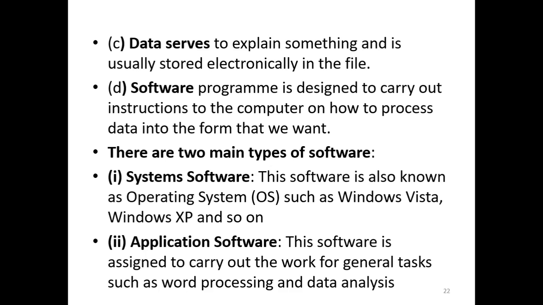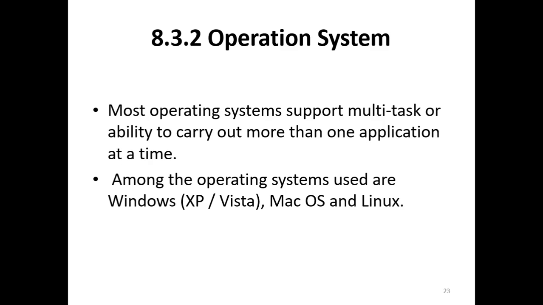The system software is also known as the operating system, such as Windows Vista and Windows XP. Those are the system software. And then the application software is designed to carry out work for general tasks, like word processing or data analysis. What are operating systems? As we said earlier, operating systems support multitasking, or the ability to carry out more than one application at a time. Those are Windows XP and Vista, Mac, and Linux.